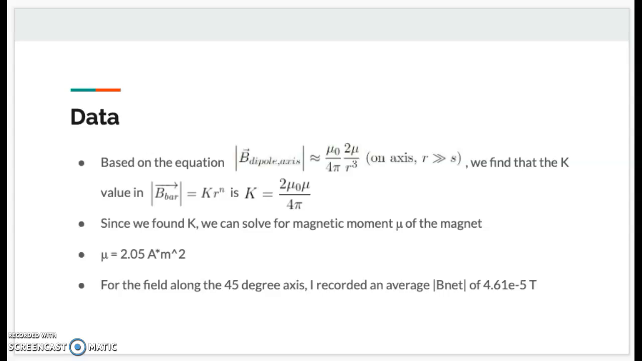Based on these two equations for the magnetic field of a bar magnet, we can rearrange variables and find that k equals 2 mu 0 mu over 4 pi. By setting this equal to our value for k and solving, we get that the magnetic moment mu of this bar magnet is 2.05 amperes times meters squared. Finally, the last part of the experimental section, for the field along the 45-degree axis, I recorded an average net magnetic field of 4.61 times 10 to the negative 5th teslas.